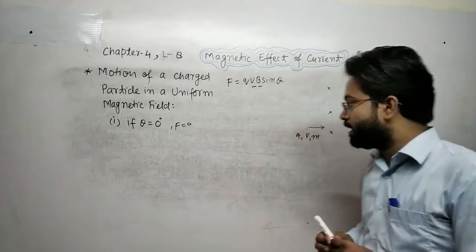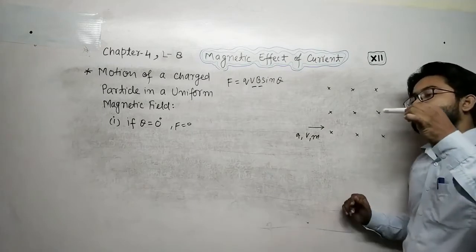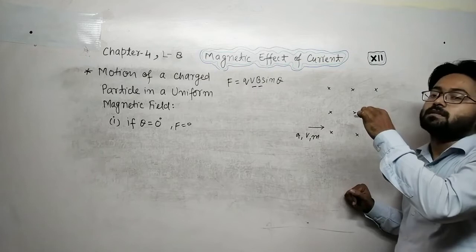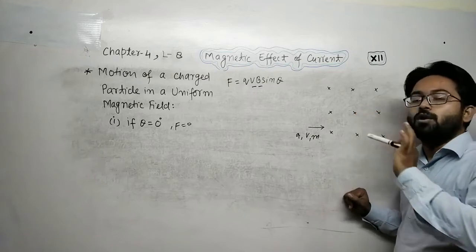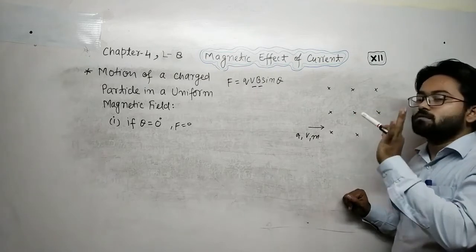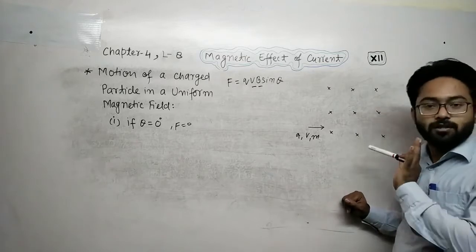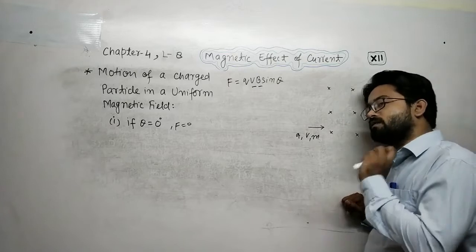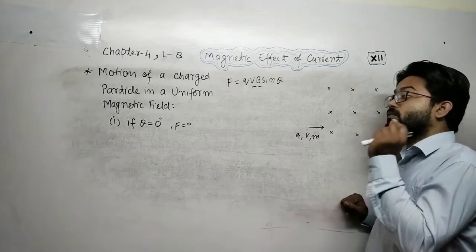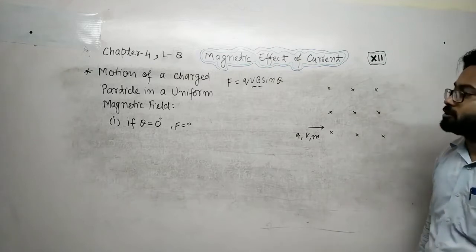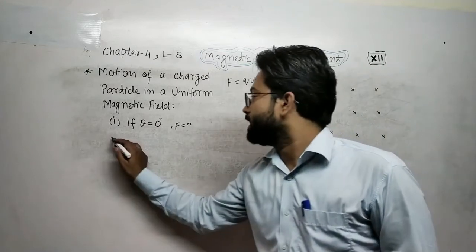Means if the charge is moving along the magnetic field, in the direction of the magnetic field, no force is acting. That means the change in velocity is 0. There is no acceleration. Means without any effect, with a constant velocity, it will continue its motion.